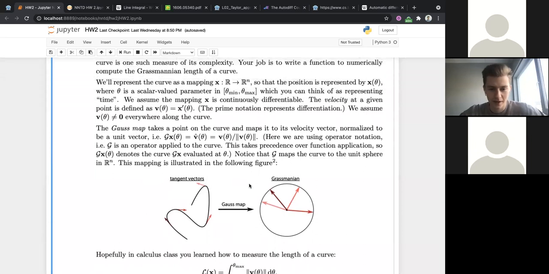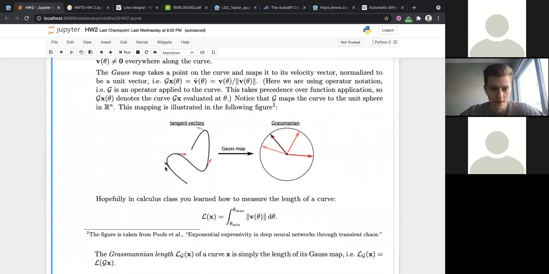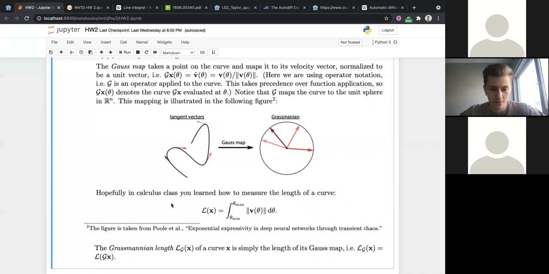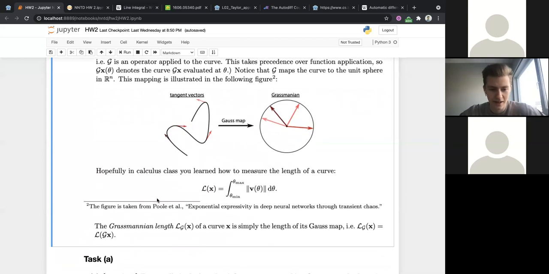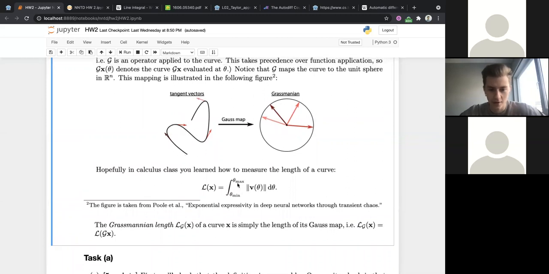So let's back off a little bit and just think about the length of any curve. We have this curve, for example. From calculus class, they say they hope we learned how to measure the length of a curve. I didn't, but it kind of makes sense. We take an integral of the norms of the derivatives, the velocities, at each point. Remember, these velocities are just the derivatives, and if we take the norm, it's just the size, the little sizes of the little chunks.